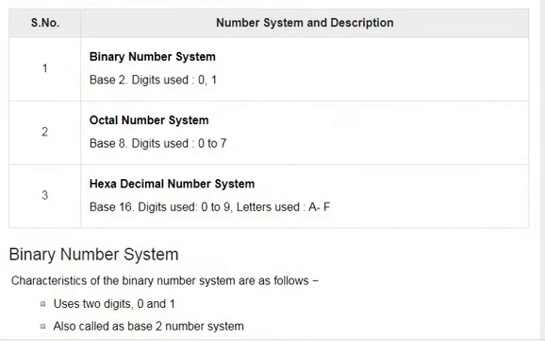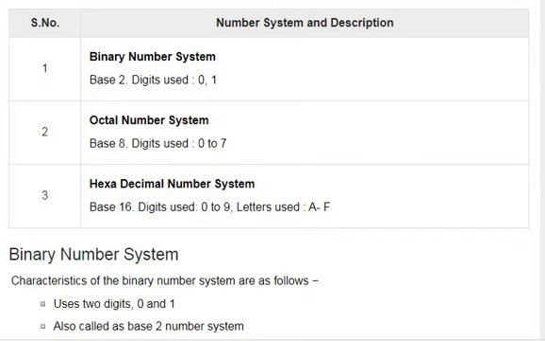Binary number system, base 2: any number must be a combination of numbers from 0 to 1 only. Octal number system, base 8: any number must be a combination of numbers from 0 to 7 only. In the octal number system, 68 is not a valid octal number. Only numbers up to 7 are allowed. 56 is allowed, 76 is also allowed, 78 is not allowed.